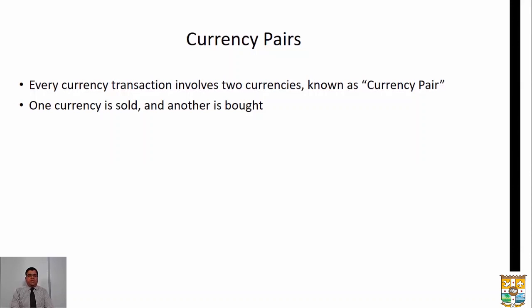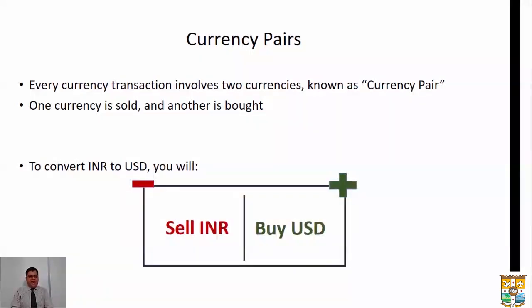When I am doing a currency transaction, I will have to sell one currency and buy another. For example, when I am trying to convert Indian rupees into US dollars, I will first sell INR and then buy US dollars. On the other hand, if I want to do the reverse, I will sell US dollars and buy Indian rupees.